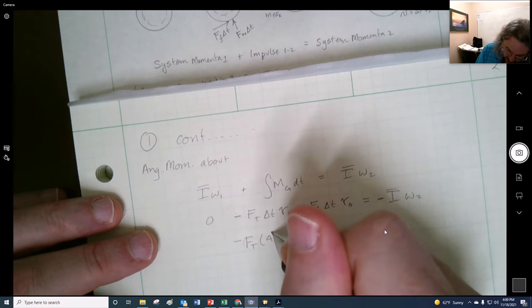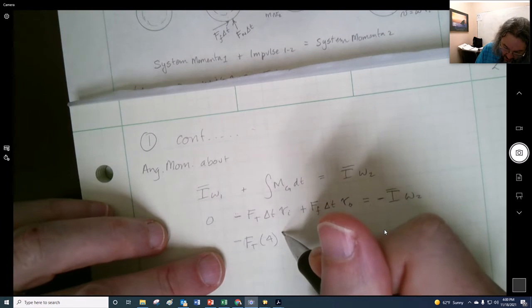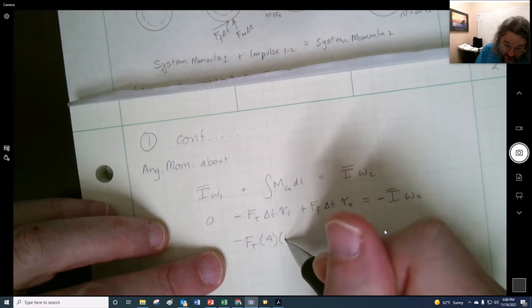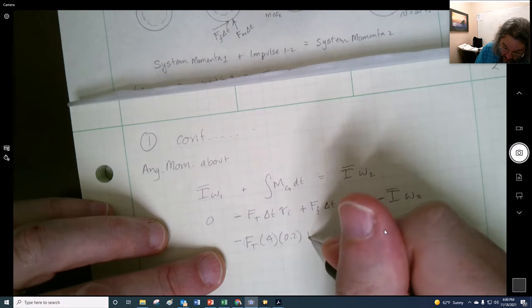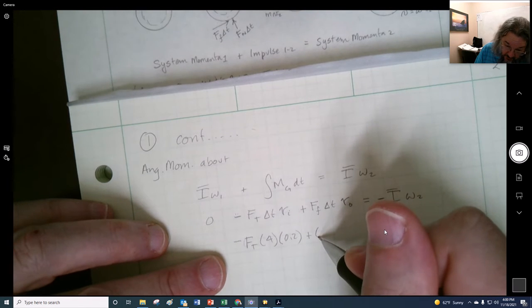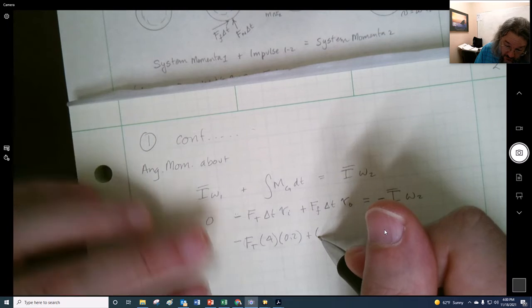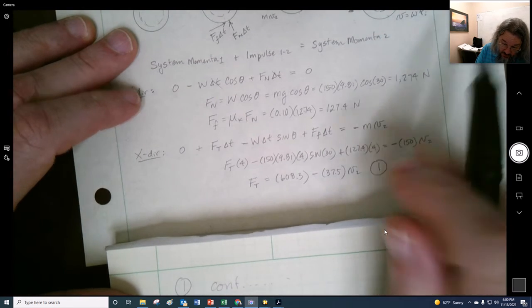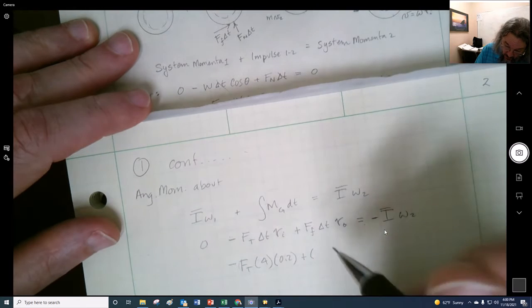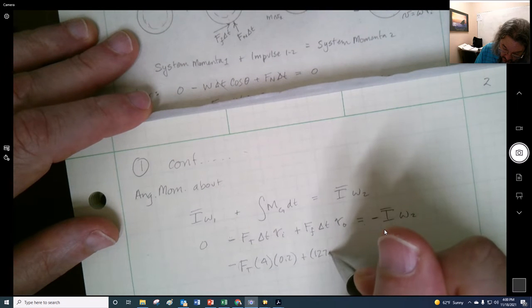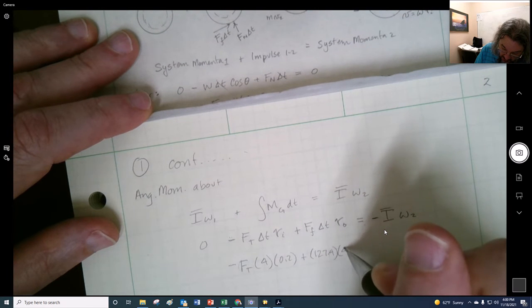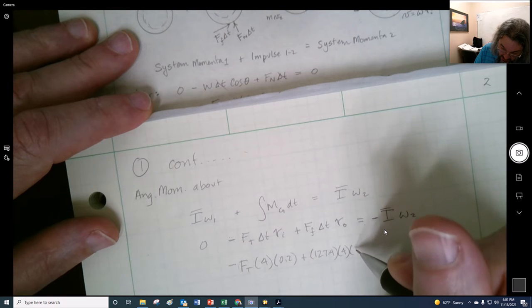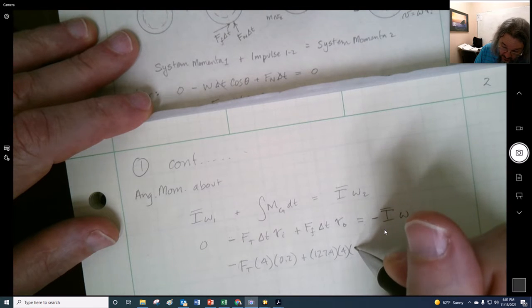But we do know that it's 4 seconds. And then the RI, the inside radius, is 0.2. And then the friction force, we found that somewhere, was 127.4. 4 seconds have elapsed, and the outside radius is 0.4.